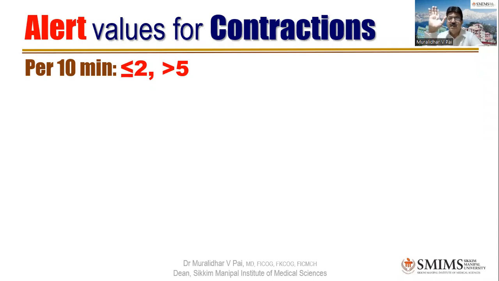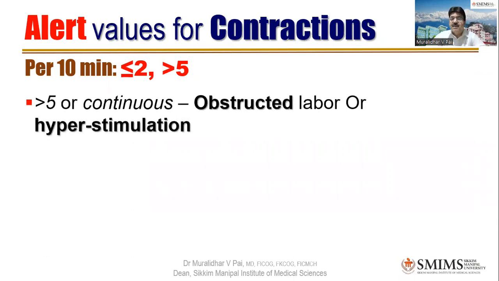But here it is very clear cut. For 10 minutes, if it is less than 2 contractions or more than 5 contractions, it's an alert. It's bad. That's why I put it in red. More than 5 contractions or continuous contractions suggests obstructed labor or hyperstimulation. If you are using oxytocin, you have to immediately stop. And if you think that she's going for obstruction, then you have to call a senior.